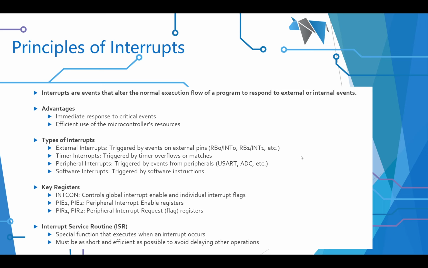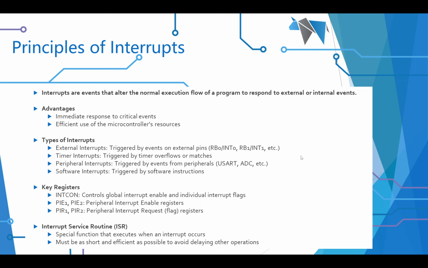And you might have very different types of interrupts. We're going to look at 2: an external, and a timer. You could have other peripherals generating interrupts. Serial is a really good example. ADC, another good example. And software, you can raise your own in software. The key registers that are used are INTCON, and PIE 1 and 2, and PIR 1 and 2. They are the enable registers and the request registers, respectively.